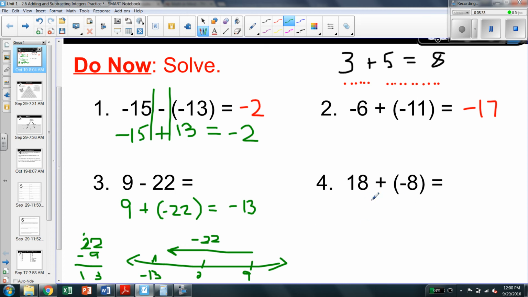Okay, this problem, are the signs the same? No, they're not. So I cannot add 18 and 8 and say my answer is 26. Can't do that. They're different signs. When they're different signs, I need to subtract the 2, 10, and are there more positives or are there more negatives? Or if you want to think about it as, which one has a greater absolute value, the positive number or the negative number? The positive number does, so our answer is positive.